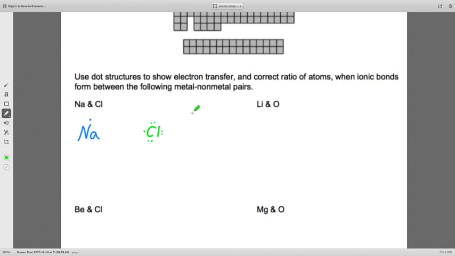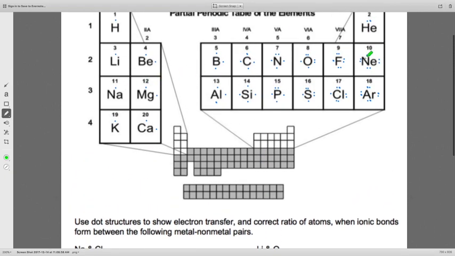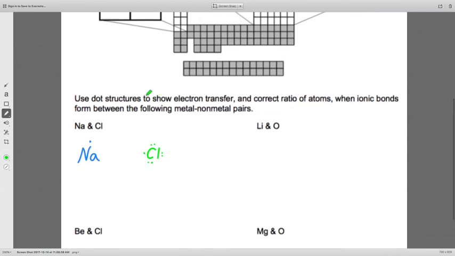To represent the transfer of electrons, we know that sodium would like to lose a valence electron. In doing so, it drops to neon's electron configuration, which we know is stable. So the electron here is going to be transferred, and we can show that with an arrow. So what I'm trying to show is this valence electron from sodium ends up being transferred over here to the chlorine atom.